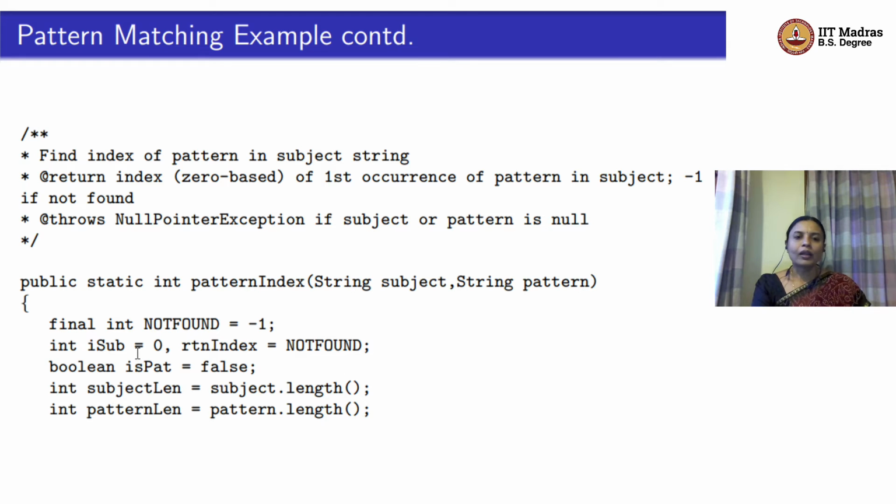It initializes a whole set of variables. There's something called not found. Then it initializes iSub, an index to vary over the subject. Then it initializes something called rtnIndex, short form for return index. Then it uses a flag called isPat, a Boolean flag which is set to false. Then it computes the length of the subject and the length of the pattern. And then it moves on.